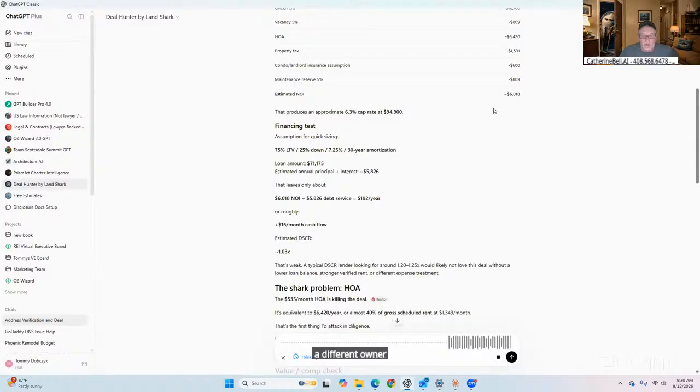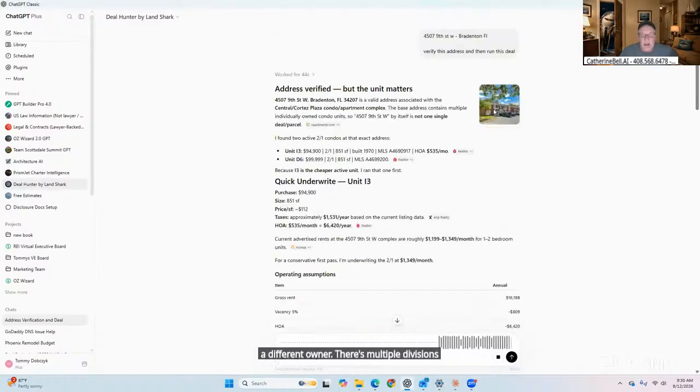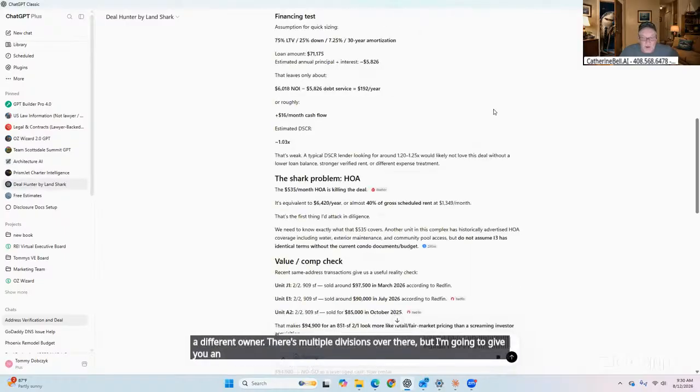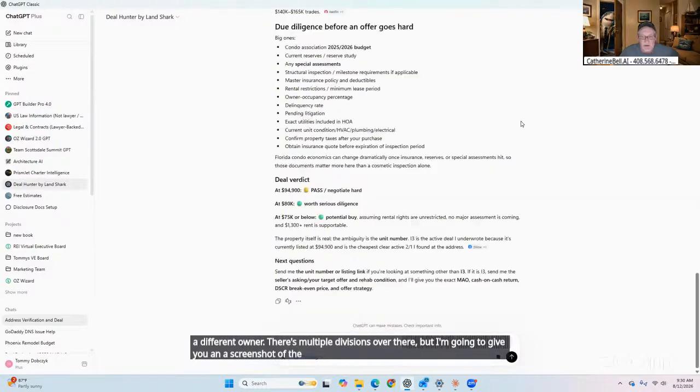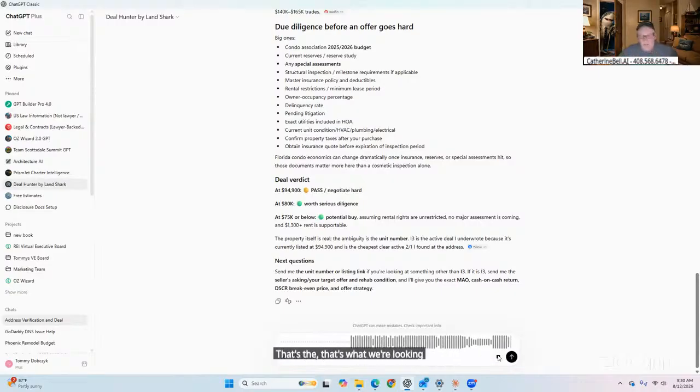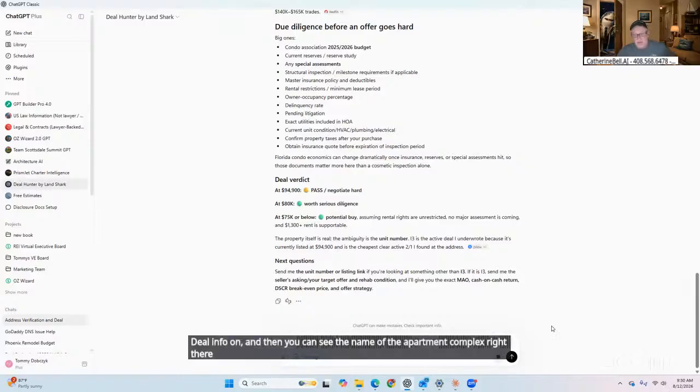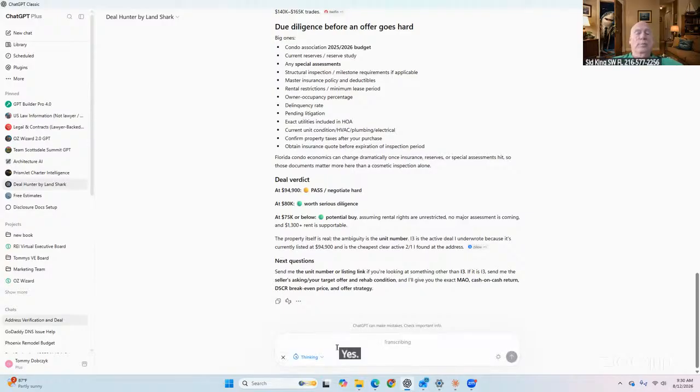There's multiple divisions over there, but I'm going to give you a screenshot of the area, and it's all the ones with the brown roof. That should help it get deal info on what we're looking at, and then you can see the name of the apartment complex right there. And these are apartments, yes? Yes, 1 and 2 bedrooms.